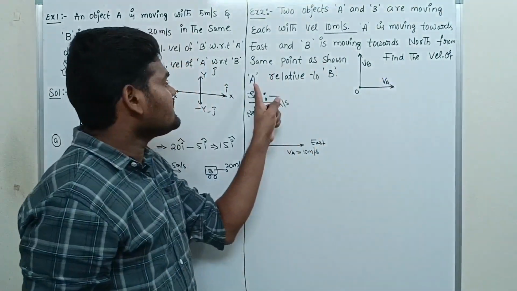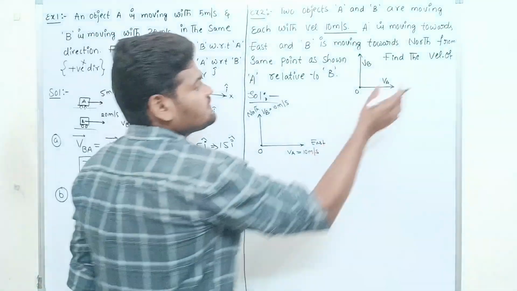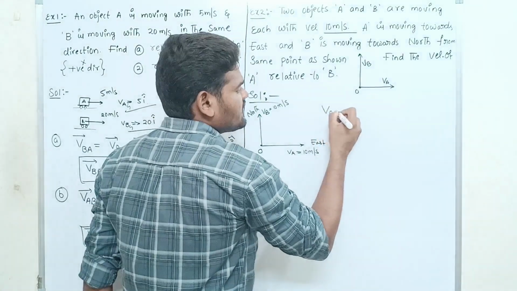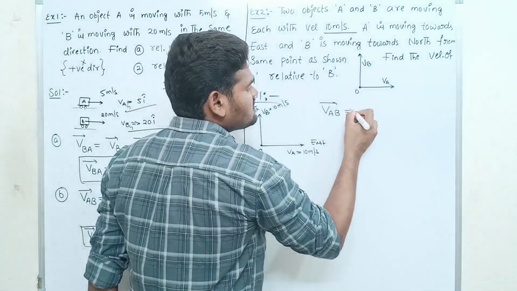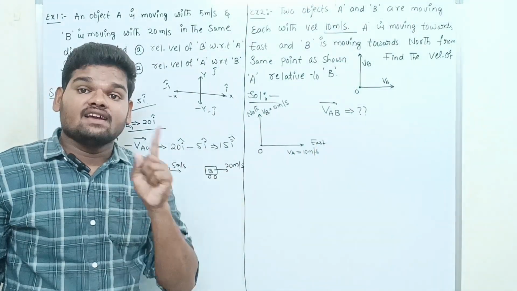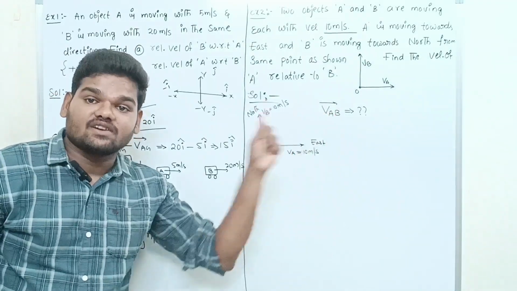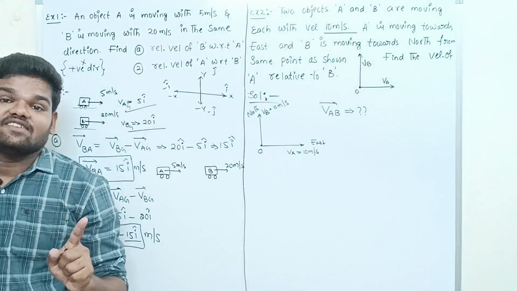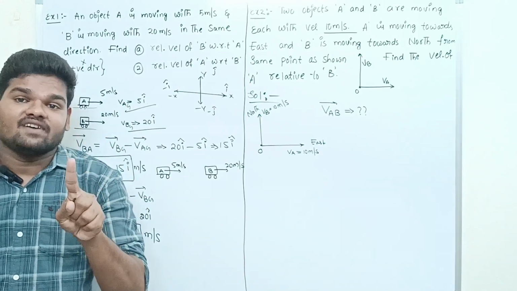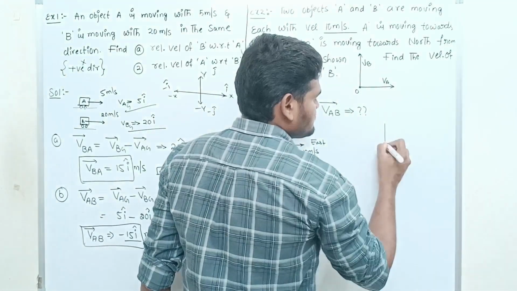Find the velocity of an object A relative to B. What are they asking? They are asking to find the relative velocity of an object A with respect to B. Velocity of an object A with respect to B is equal to how much? Okay, so VAB we have to find. Just pause the video and find the velocity of an object A with respect to B. So pause the video and try the solution. 3, 2, 1, go. I'm going to solve the solution. Have a look. As we know that, so what is this?